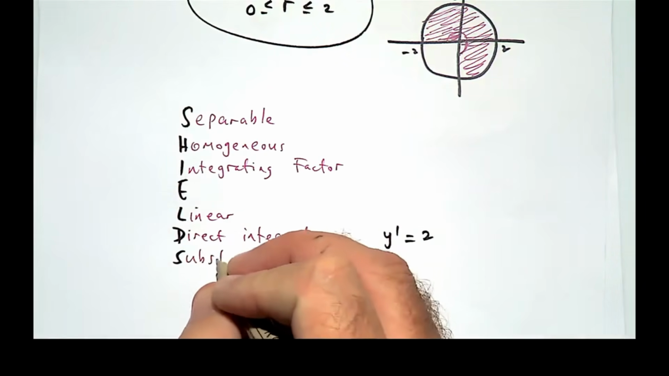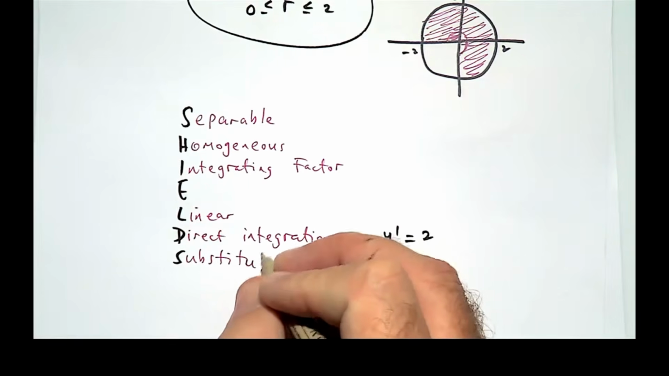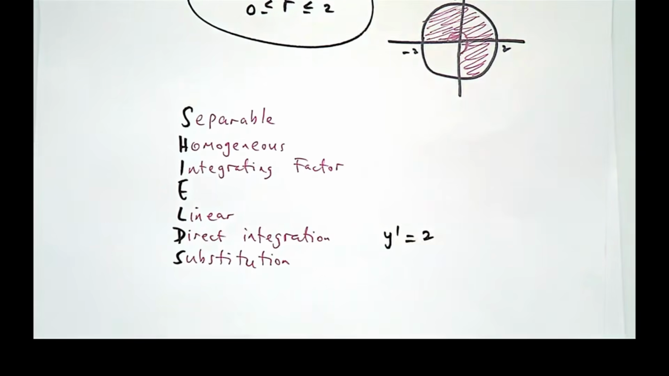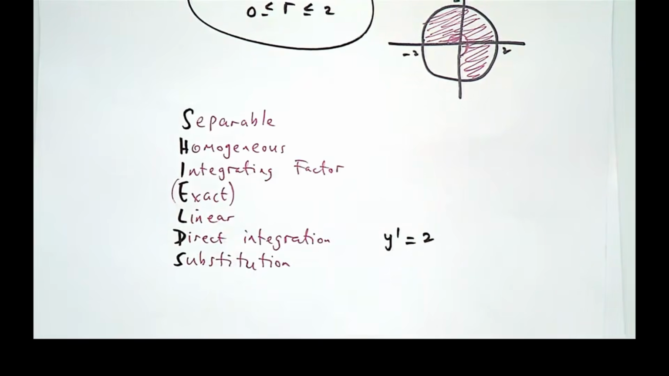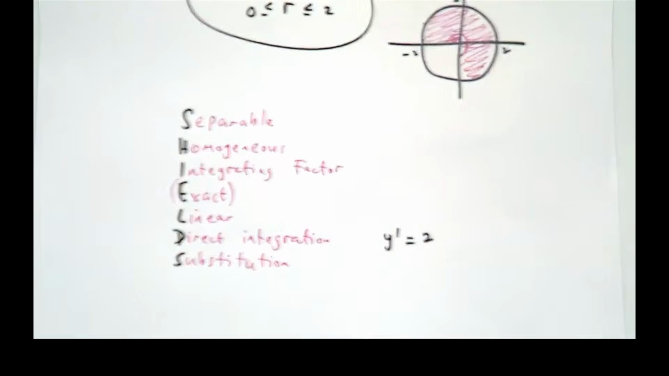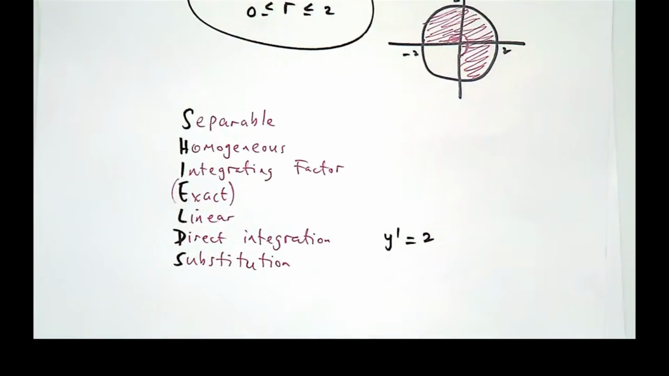Sometimes you can take a differential equation and make a substitution, just like you do with homogeneous first order problems, and you make it real simple. So the question is, what does the D stand for? We haven't talked about this, but there are also exact differential equations. Basically, the differential equation that you start with is exactly the derivative of something else.